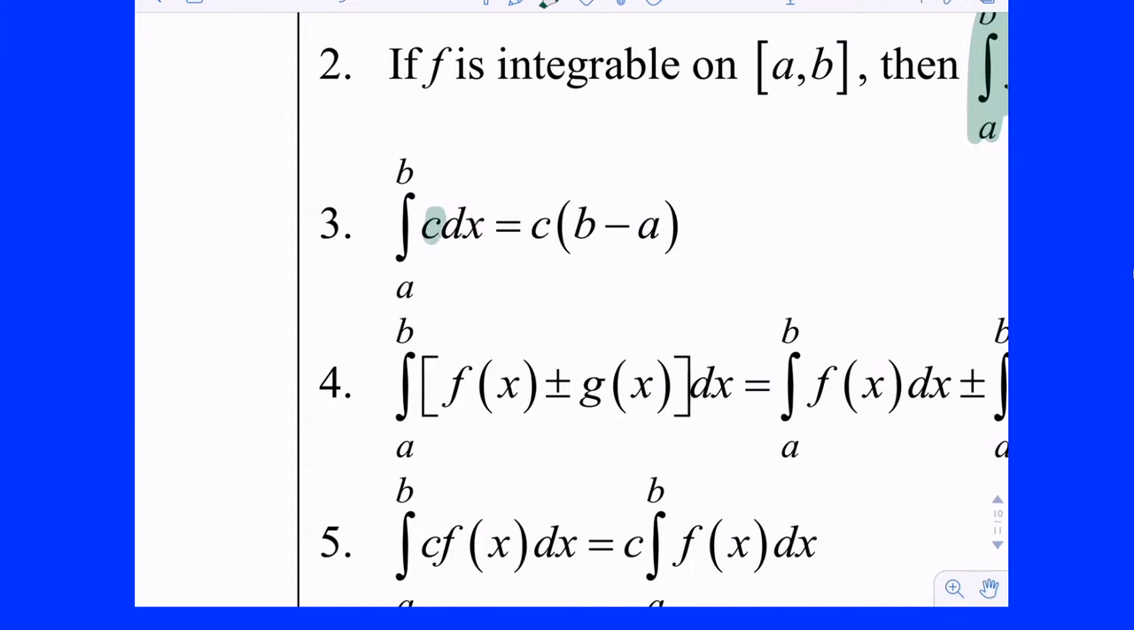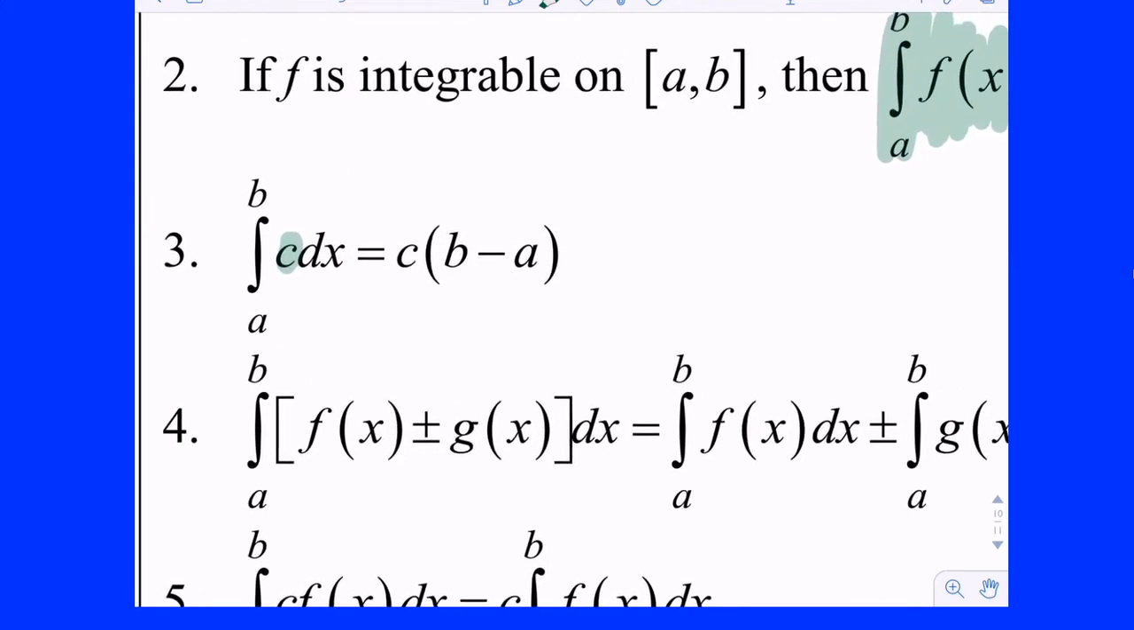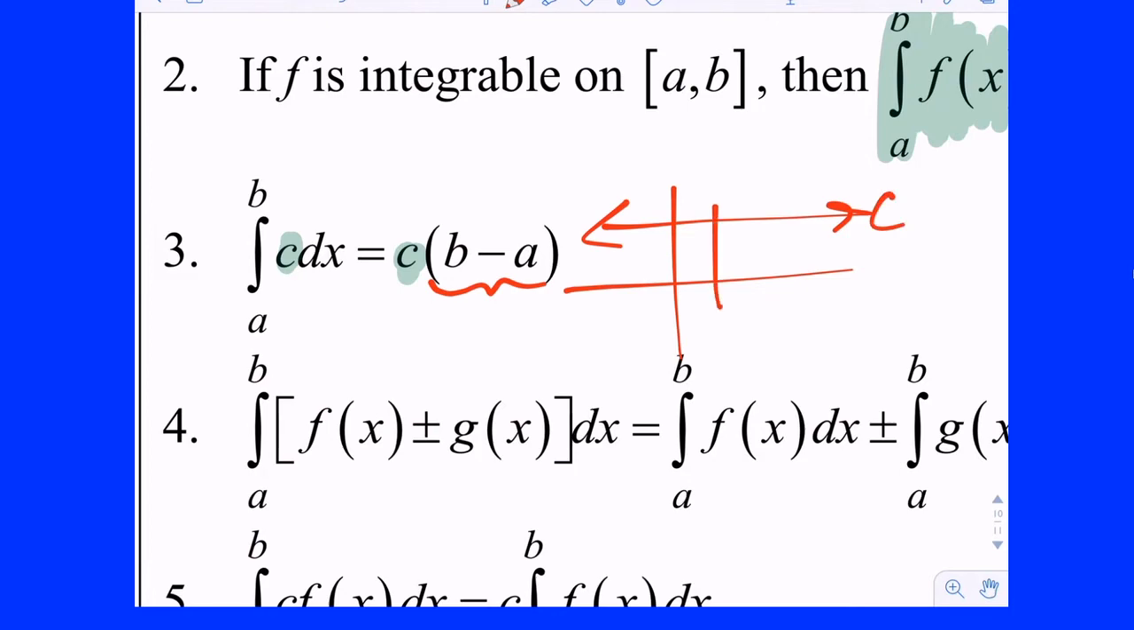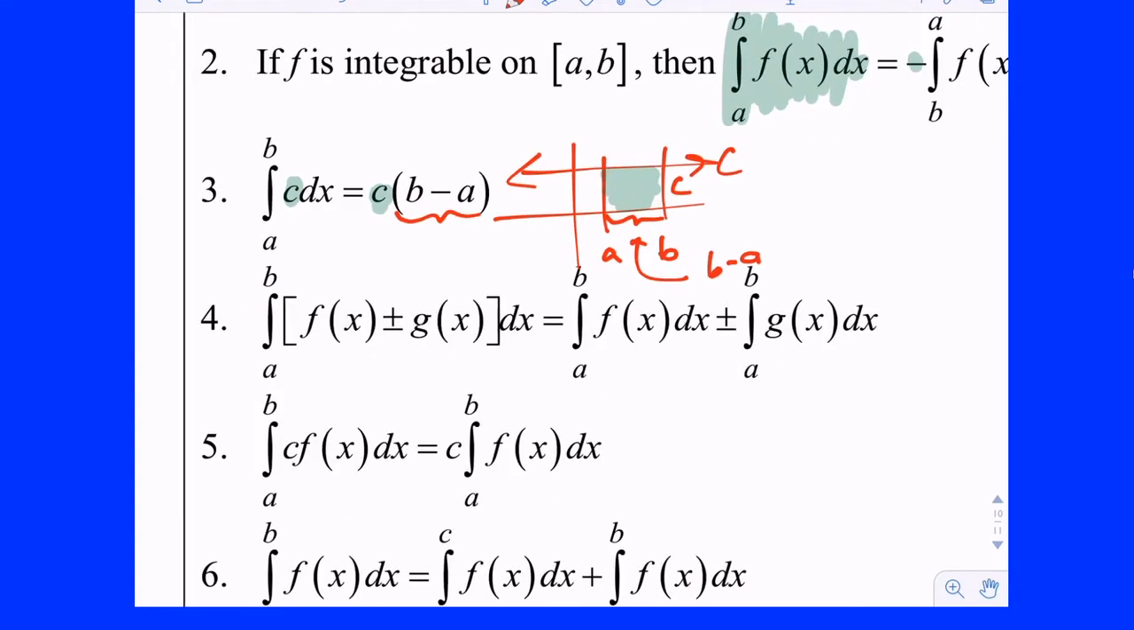This right here, we saw this up above. This is the integral of a constant. It ends up being the constant times the width, b minus a. If you have a constant that looks like this, and you're integrating from a to b, then it's going to end up being the constant, which is the height, and of course the width is just b minus a. So it's width times height. That also is going to come out of the fundamental theorem in the next section.